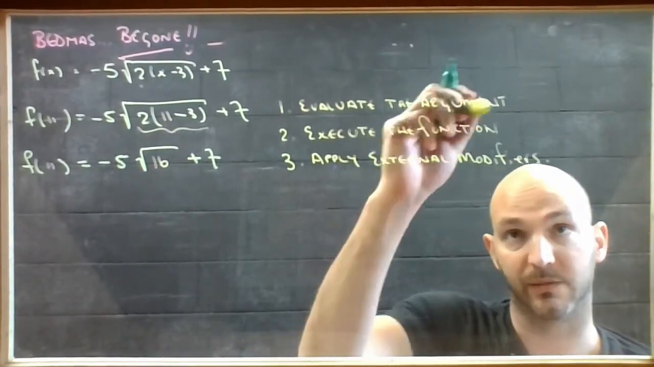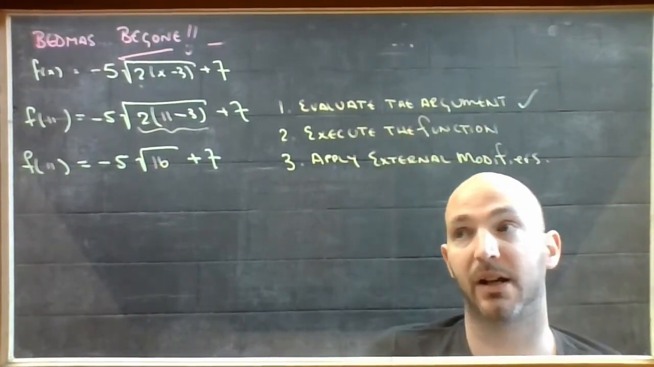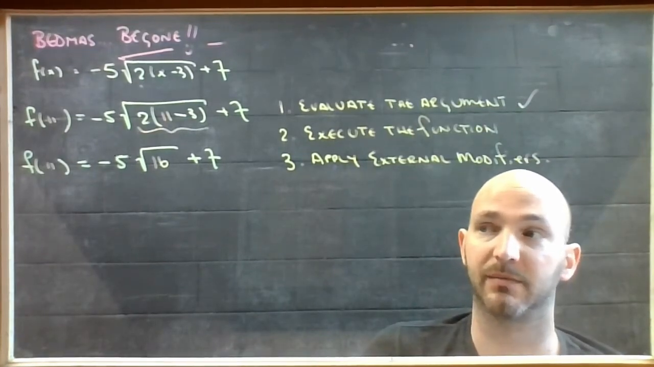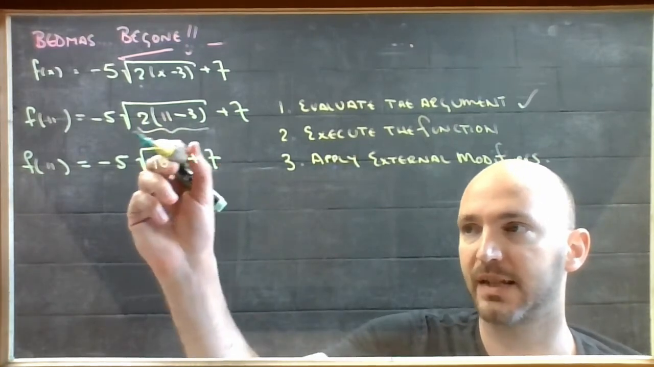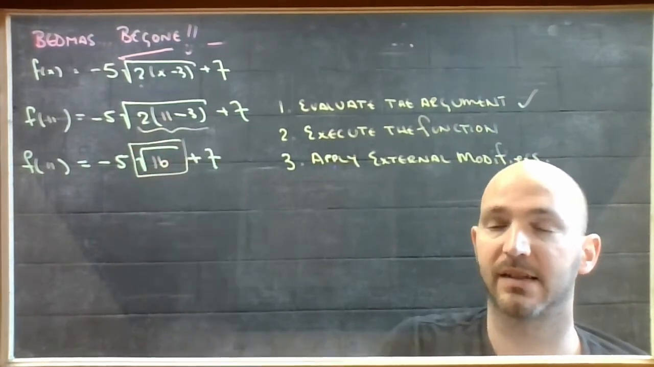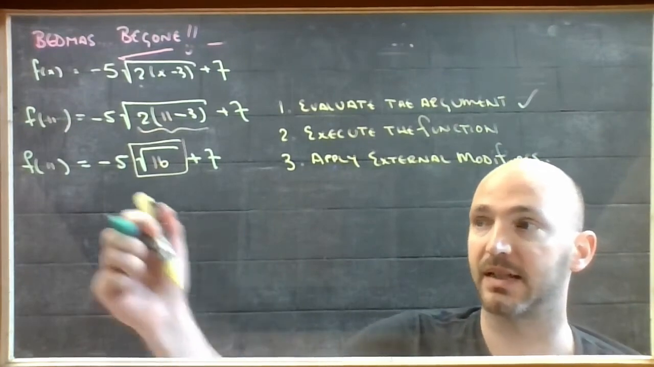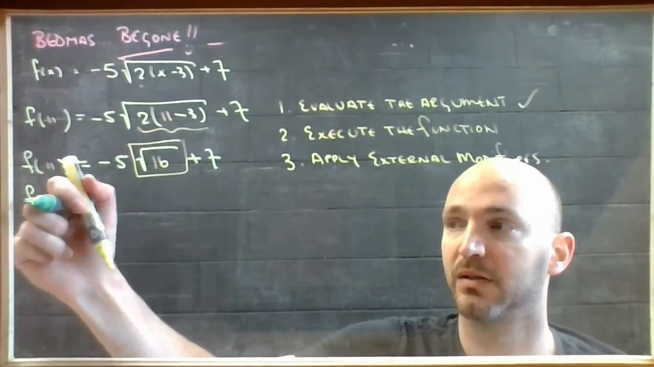So, check. I have evaluated the argument on this particular expression. Next thing I'm supposed to do is execute the function. So I have this 16 sitting inside of a square root. So I'm going to square root 16. The square root of 16 is 4.